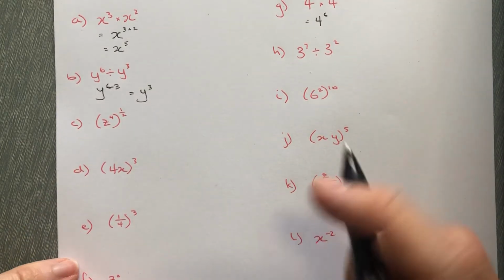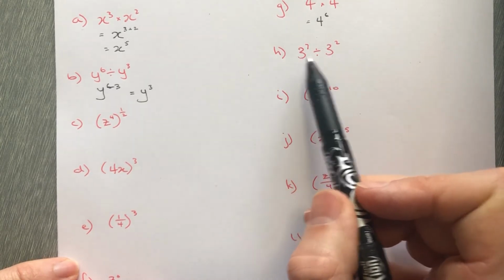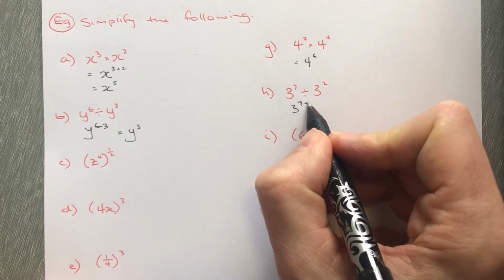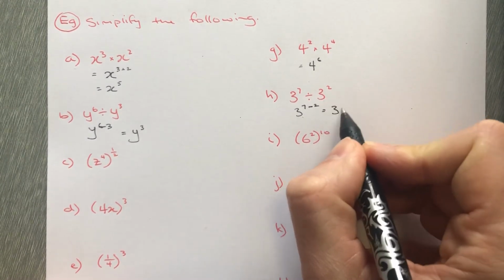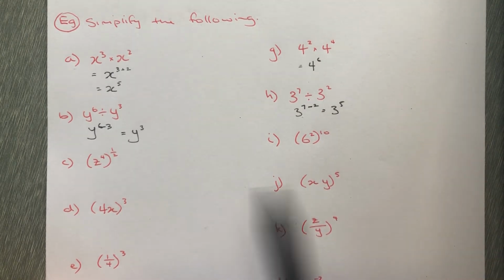Done. Now if we go over to this one as well, it's the same sort of thing, isn't it? Except our base is 3 instead. So it'll be 3 to the power of 7 minus 2, which is 3 to the power of 5. Again, you'd be able to work out what that number is as well.